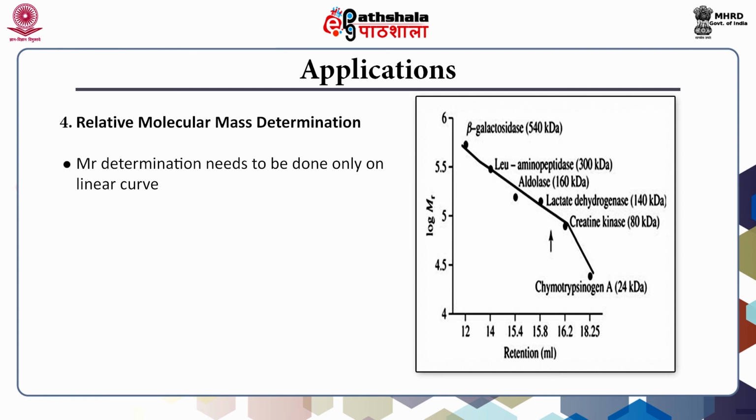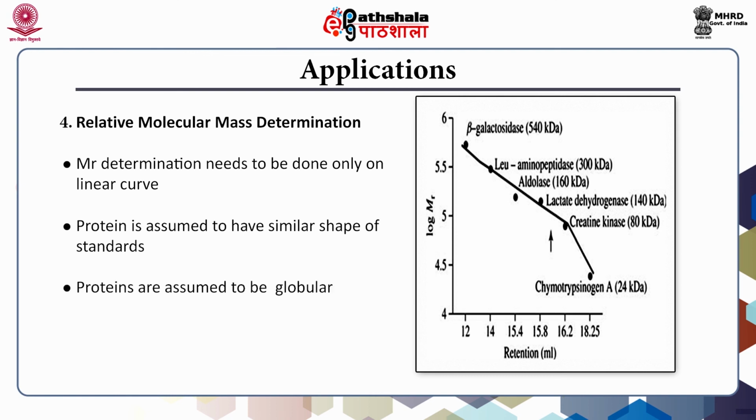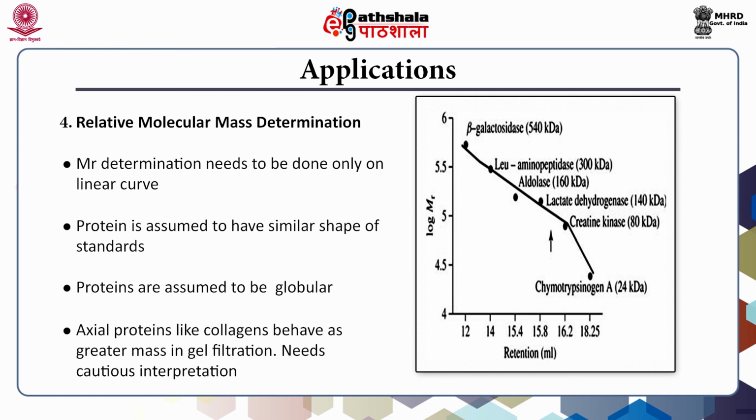But there are certain assumptions for this relative molecular mass determination. The first assumption is that the protein is assumed to have a similar shape to the standards. If the standards we are using are globular proteins, we are assuming that our unknown protein is also globular in structure. Generally, proteins are assumed to be globular in structure. But when we use axial proteins, gel filtration chromatography will not be much useful, because axial proteins, even though their molecular mass is bigger, can easily pass through the pores of the beads of the column. That is why in that case we cannot use gel filtration chromatography for relative molecular mass determination.